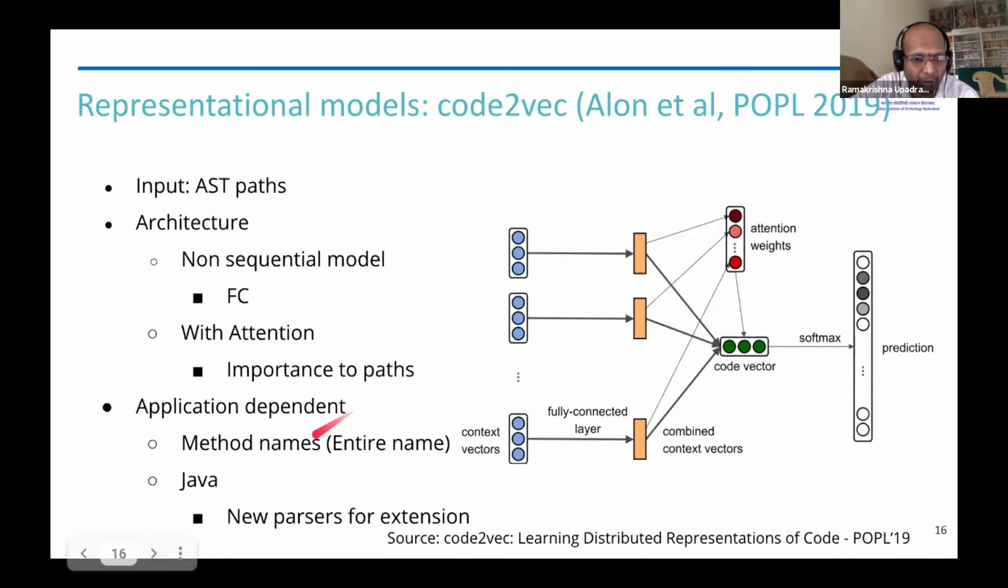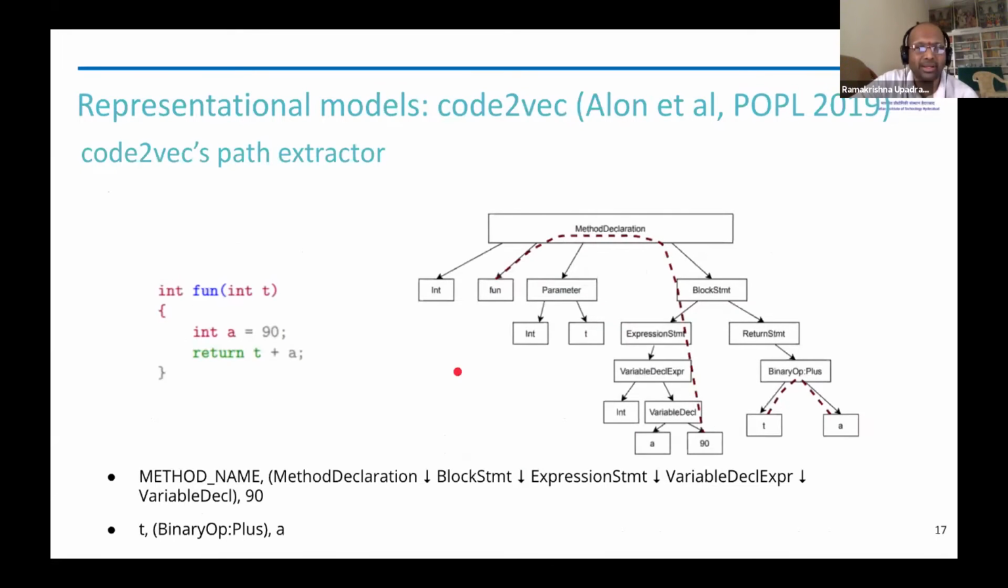It has been accepted in POPL, and for example, they have shown the use case in Java programs. But they also claim that this is very easy to extend from Java to other languages. You just have to build new parsers. It will take care of it. So now we are left with understanding what this context vector is and how ASTs are used.